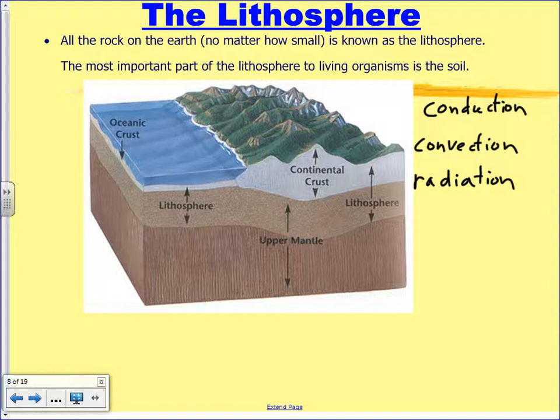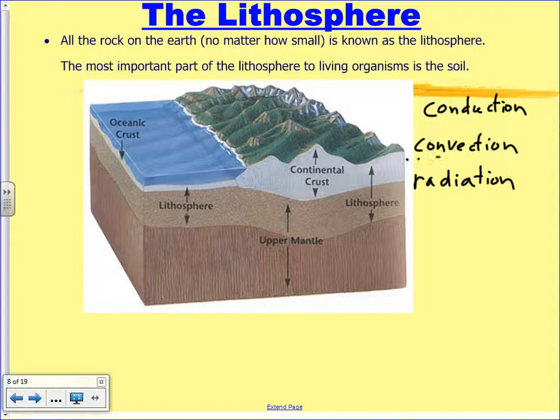You guys heard of those 3 terms before? Conduction, convection, and radiation. Radiation is how energy gets to the Earth. It travels in waves all the way to the Earth from the sun. And right now, you guys are radiating energy away as heat waves away from your body.